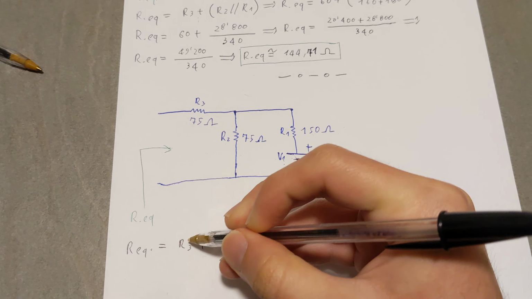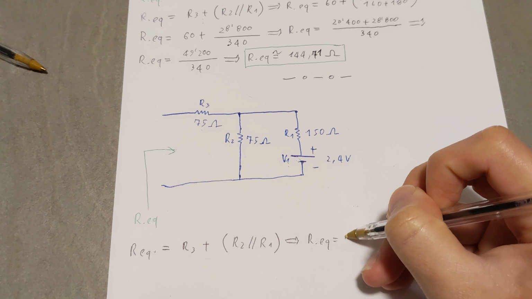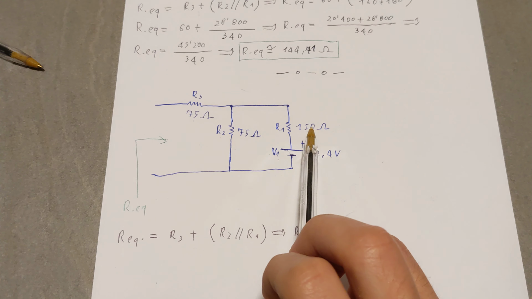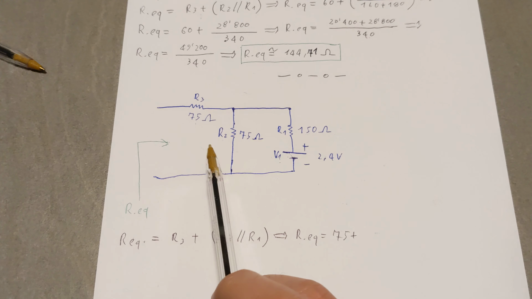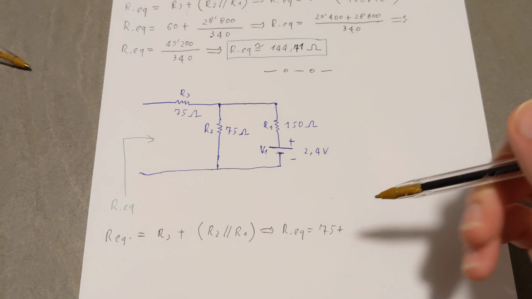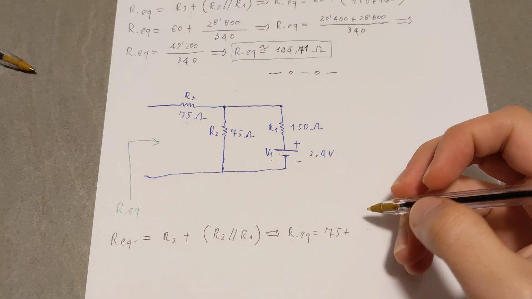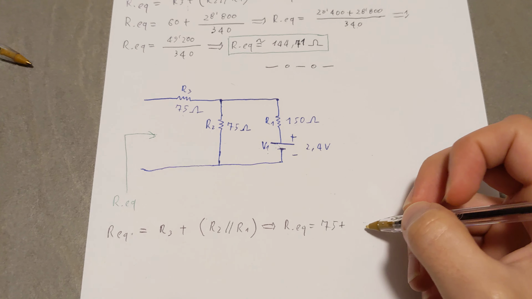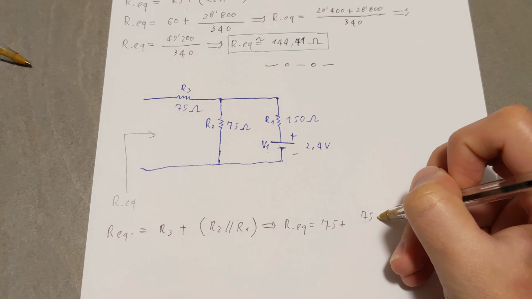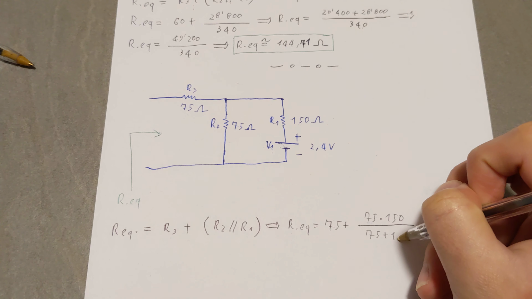So R3, which is 75 ohm, 75 plus R2, which is 75, times 150 over 75 plus 150, because this is what parallel means: you multiply them and then you divide by the sum. So it's the multiplication divided by the sum of them. So 75 times 150 over 75 plus 150.